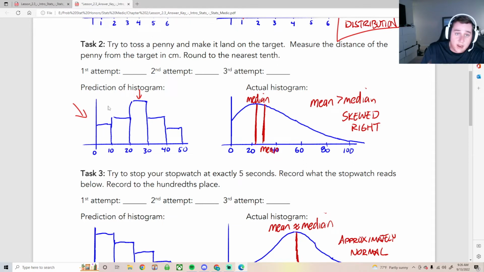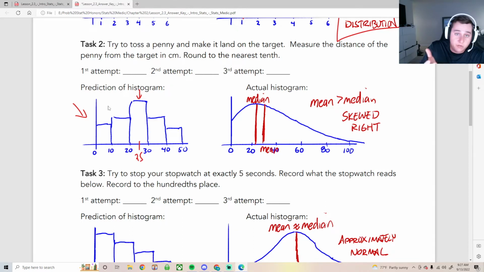But what you would find if we actually did this in person is that most people are a little bit better than that, and you would end up flipping or tossing this penny a lot closer to the target than an average of like 25, right? So you would end up a little bit closer than that.